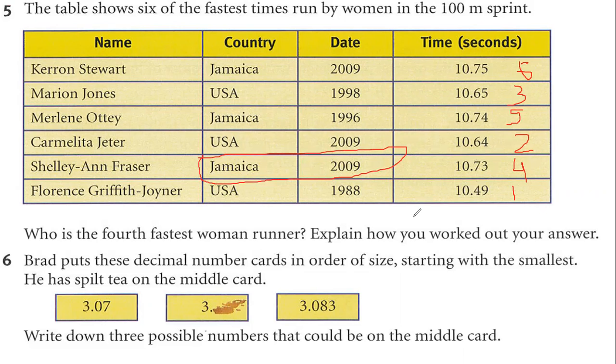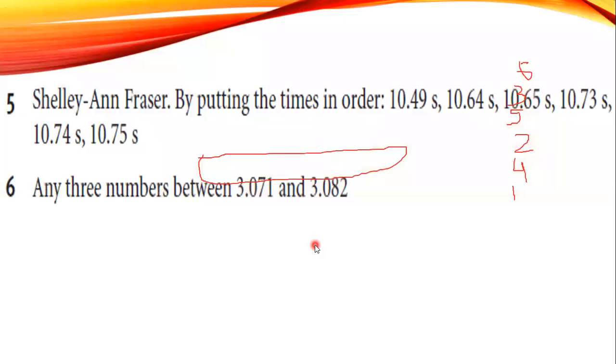Jamaica is the fourth one, because we just start from the smallest to the greatest. Now, same like that, you will solve the remaining parts. Any of these numbers in between this, you can write these numbers as well. Here you can see, first of all they are just putting in order, so at the end they just find who is the smallest.